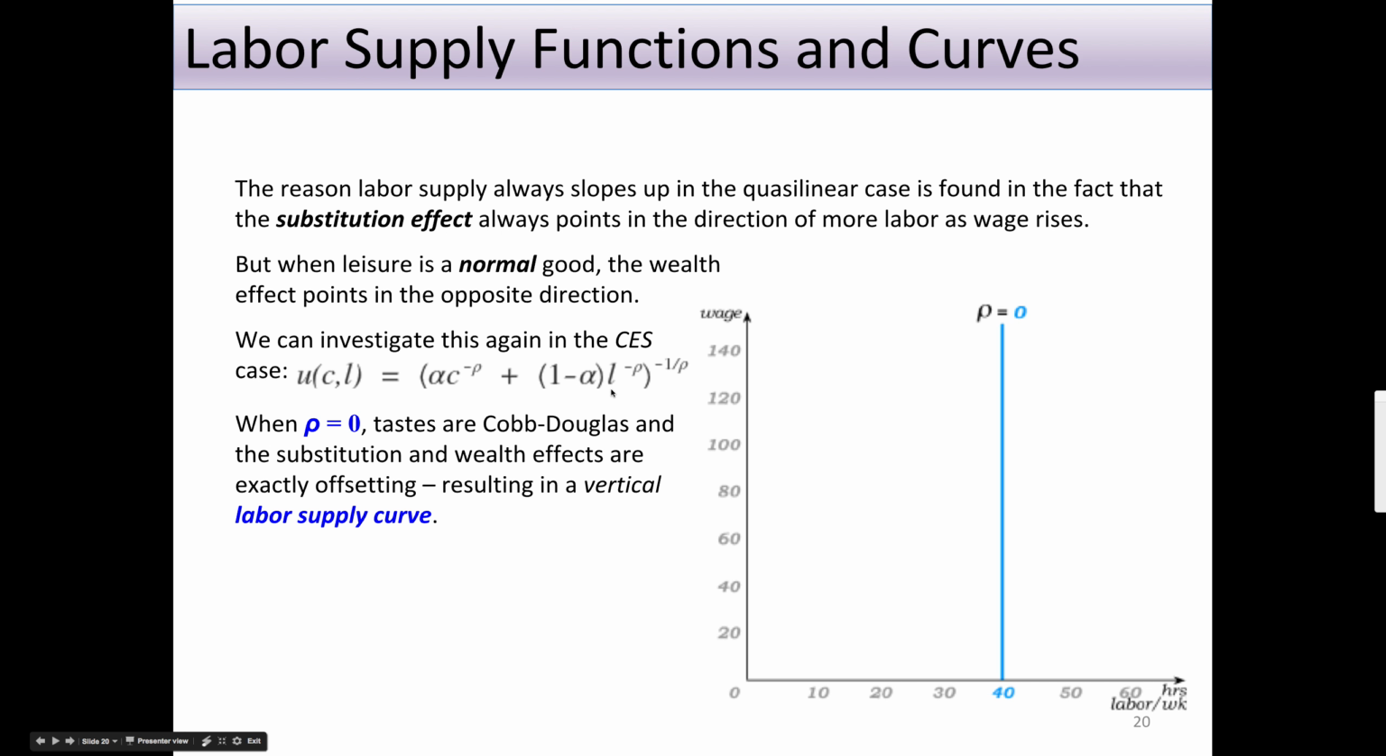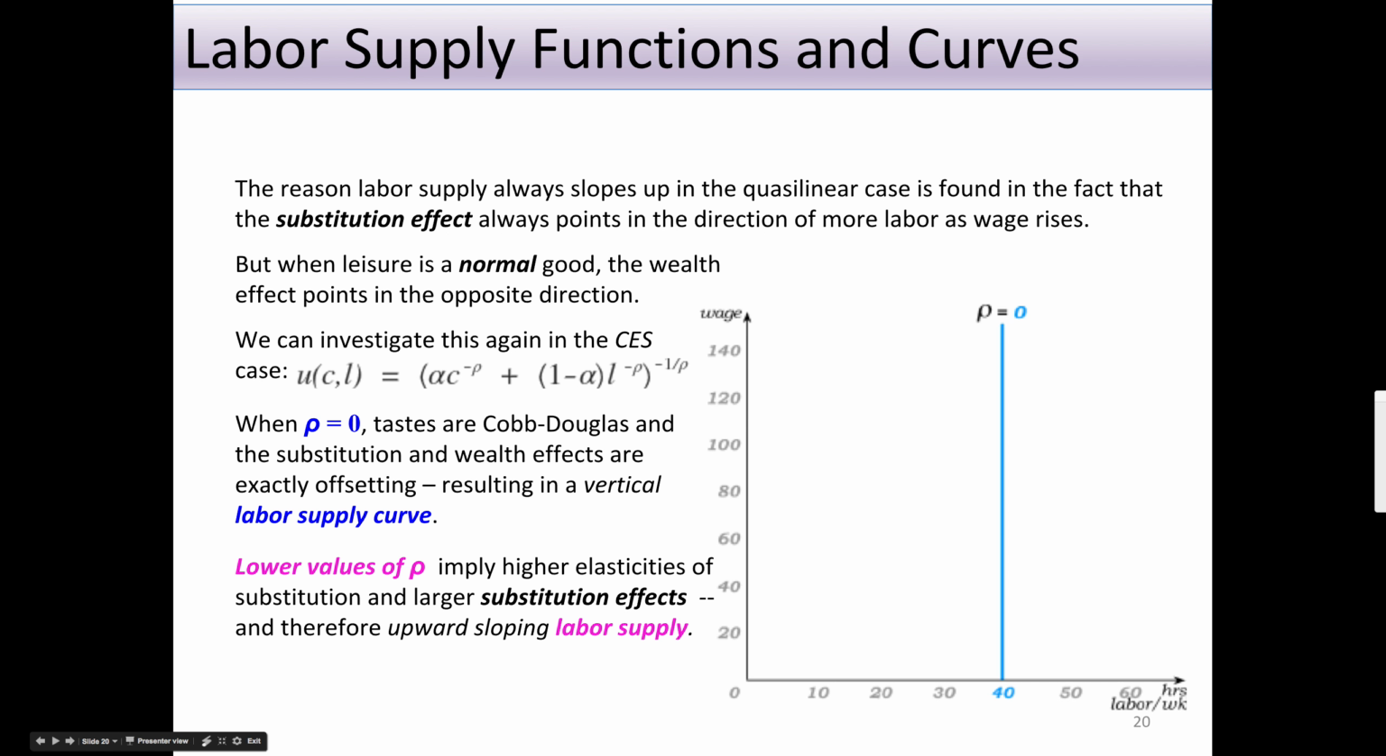Right? So let's pull up our good old CES utility function right here. When rho equals 0, okay, let's throw a rho is equal to 0 in here. We know that tastes are Cobb-Douglas, and this is actually one of the examples I do in that video you should watch that I just showed you. When rho equals 0, tastes are Cobb-Douglas, and don't forget with Cobb-Douglas tastes, substitution and wealth effects exactly offset, so you have an exactly vertical labor supply curve.